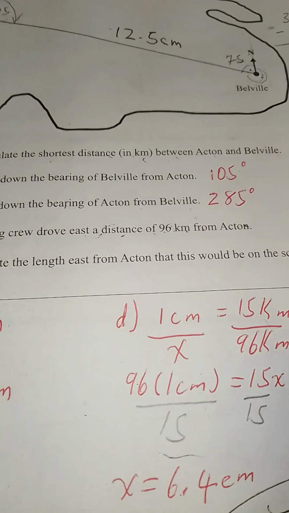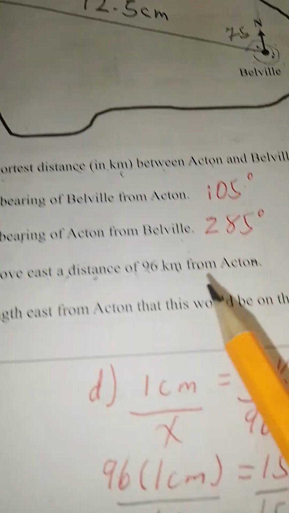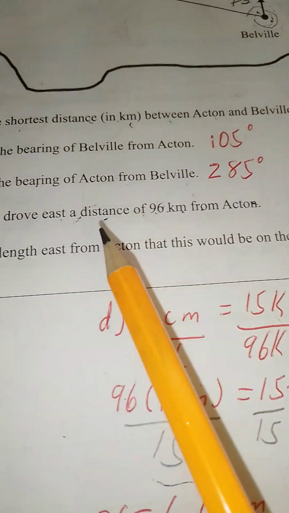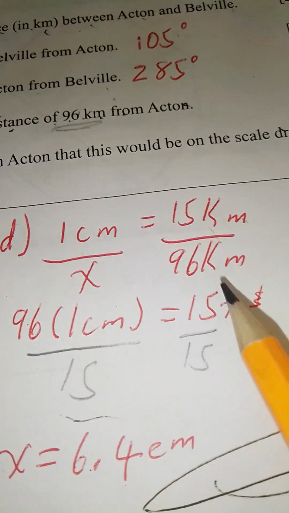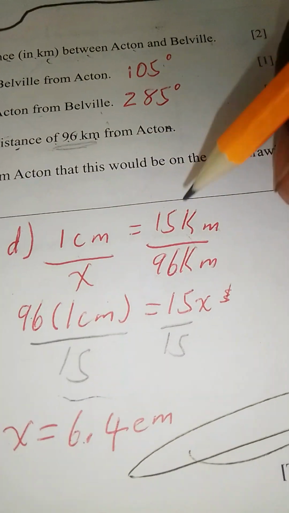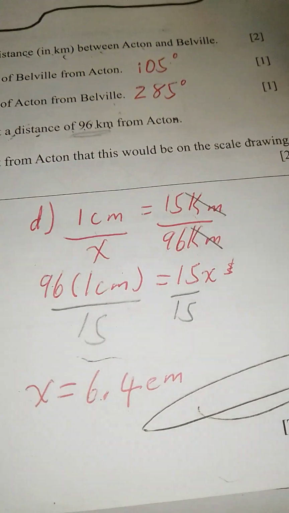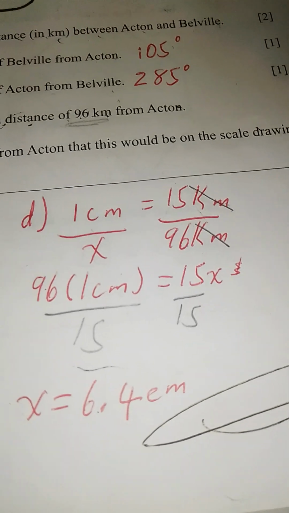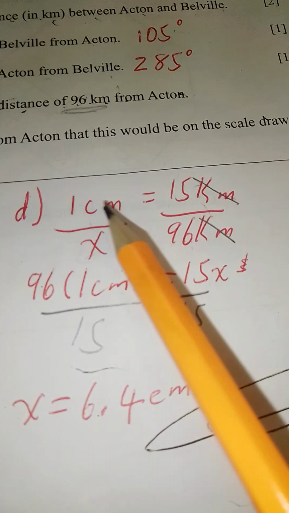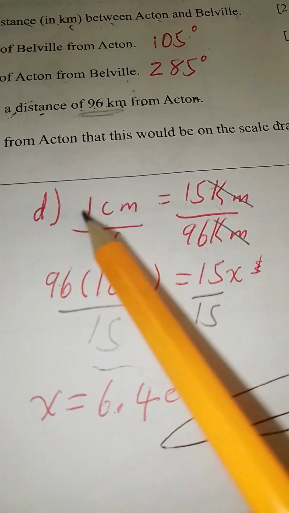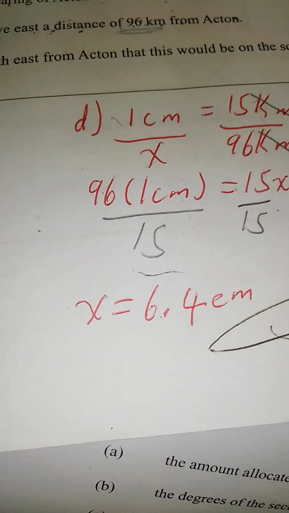You don't have to draw anything. You're using the same thing up here. 1 centimeter is equal to 15 kilometers, right? He drove 96 kilometers, right? So I'm putting 96 over here, kilometers under kilometers. Kilometers cancel with kilometers, just leaving me with centimeters. Now I'm going to cross multiply, and I end up with 15x is equal to 96 centimeters. 96 times 1. Divide by 15, I get x equal to 6.4 centimeters.